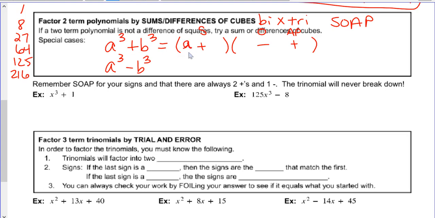So I need an a here. What do I cube to get a b cubed? Well, it's b times b times b. So I have to cube b to get a b cubed.